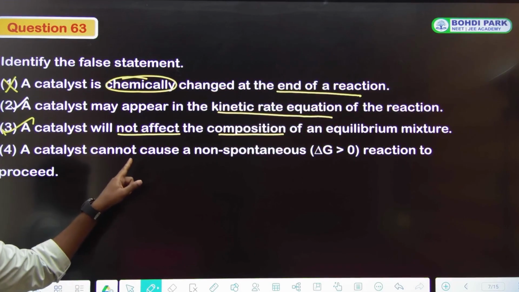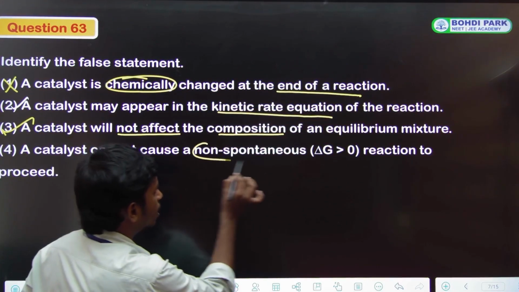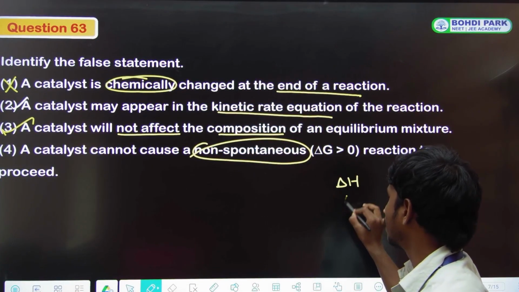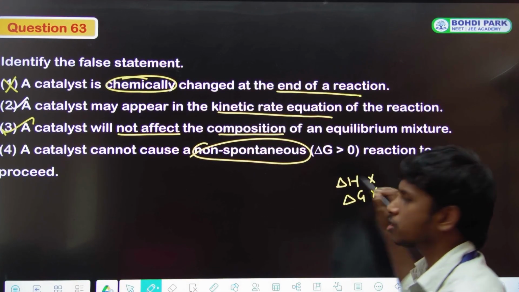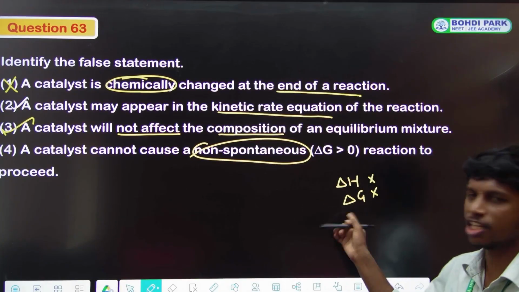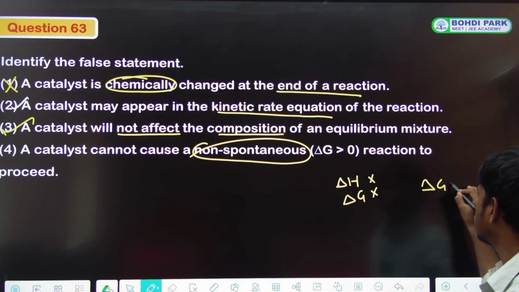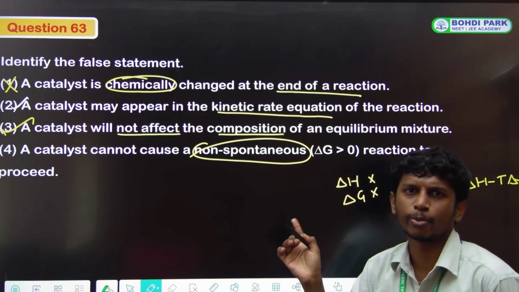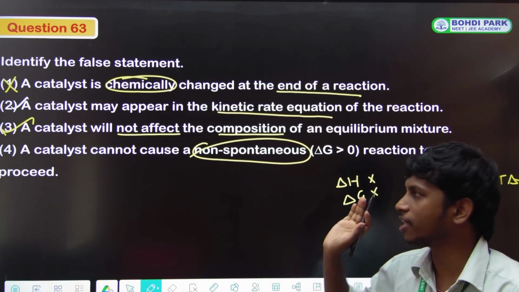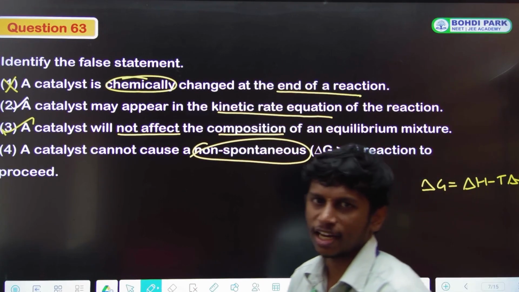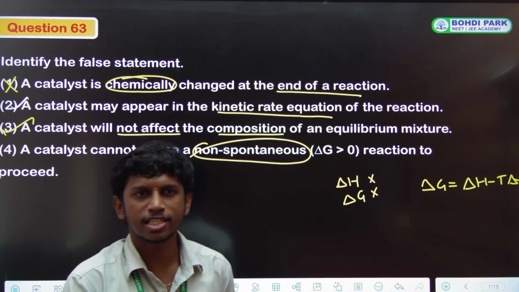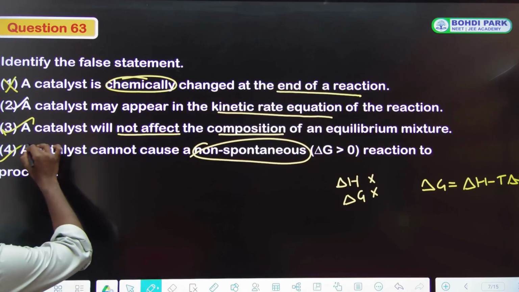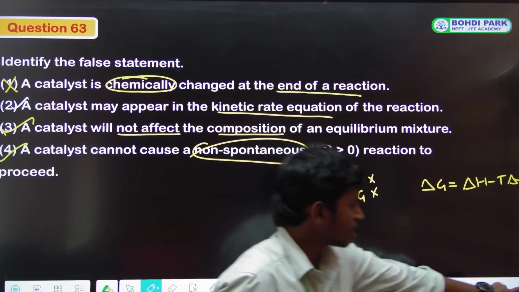The catalyst cannot cause a non-spontaneous reaction. So இது delta H value affect பண்ணாது. Delta G value is not affected. Okay, delta H மாறினா தான் delta G மாறும், because delta G is equal to delta H minus T delta S. Delta H affect பண்ணாதப்போ இது delta G யும் affect பண்ணாது. So it cannot catalyze a non-spontaneous reaction. ஒரு non-spontaneous reaction-ஐ catalyst ஆல spontaneous ஆ மாத்த முடியாது. Okay, this is also correct. So only option A is a wrong statement.